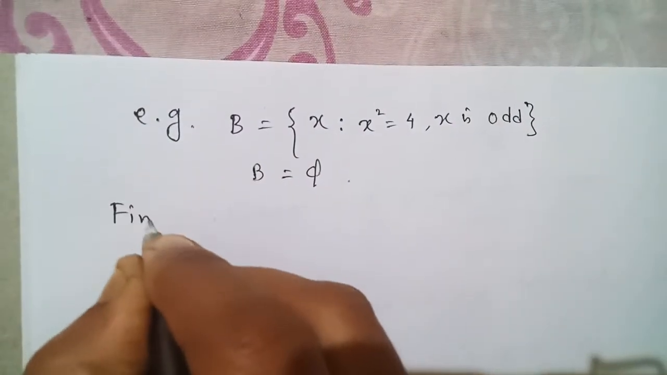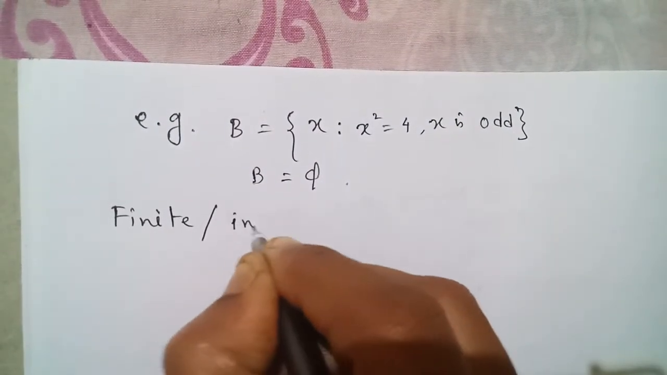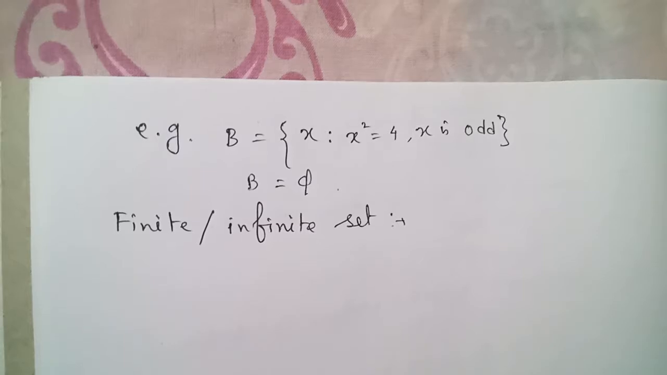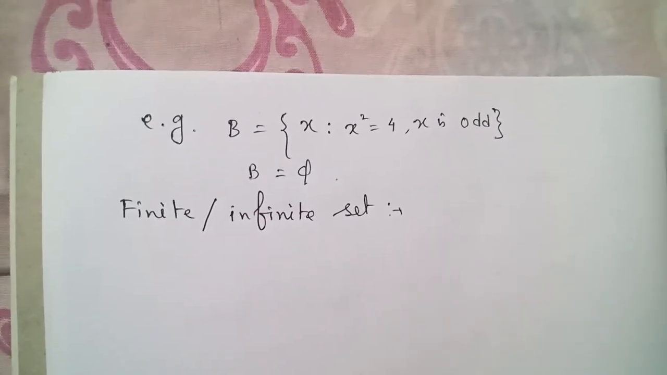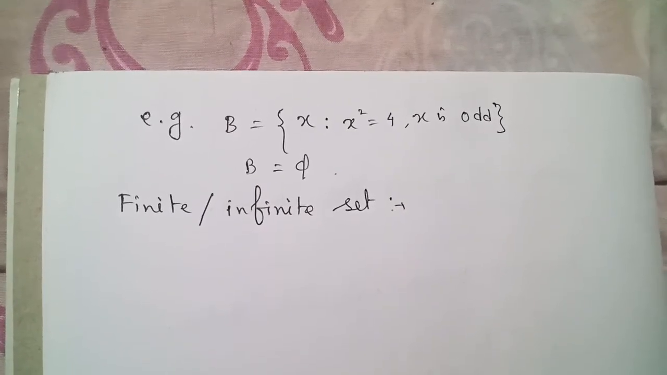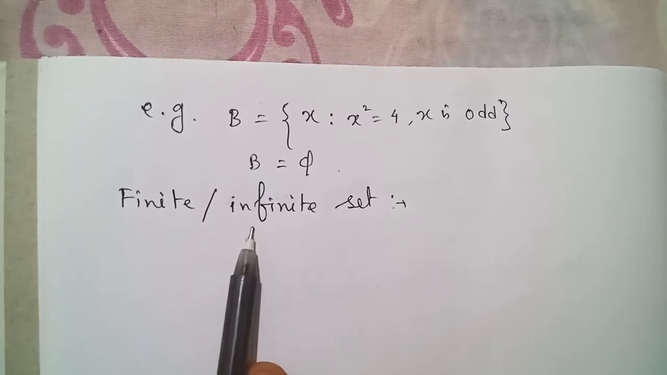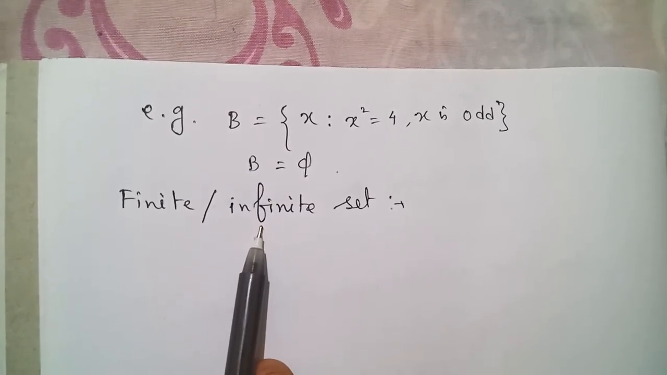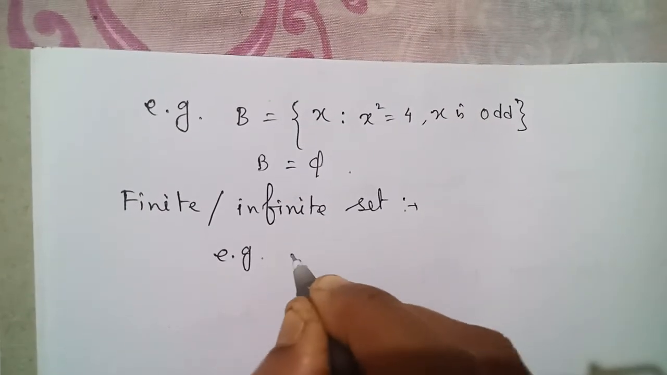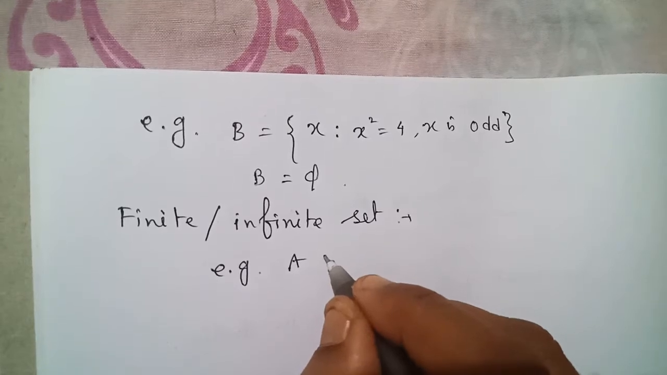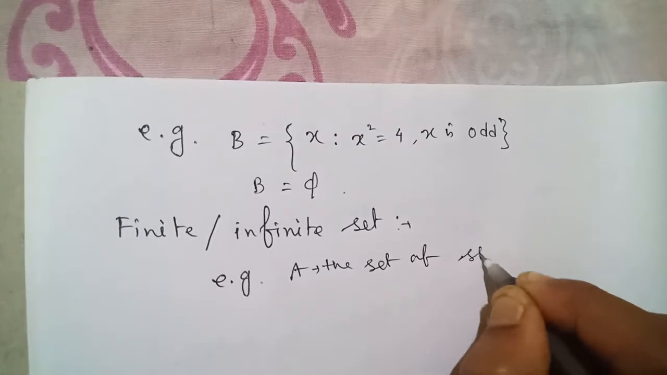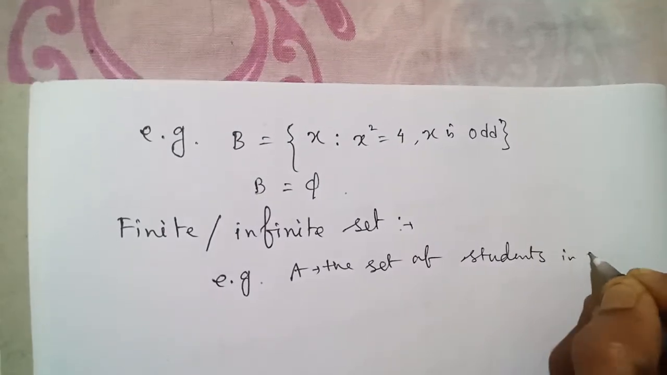Next is finite or infinite set. The name is telling that a set which contains finite elements will be called a finite set, and a set which contains infinite elements will be called an infinite set. For example, A be the set of students in your class.